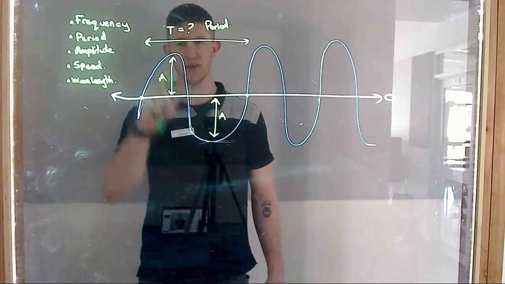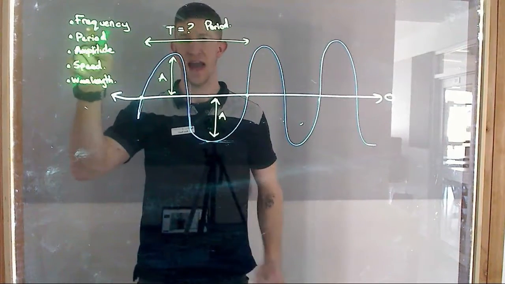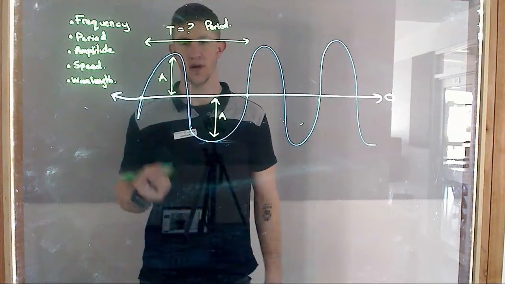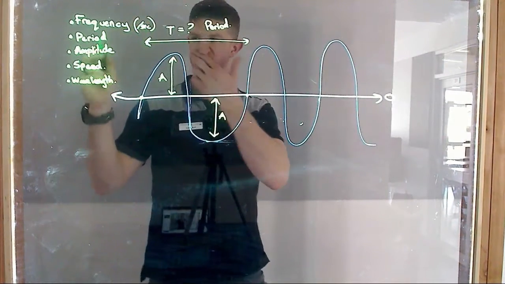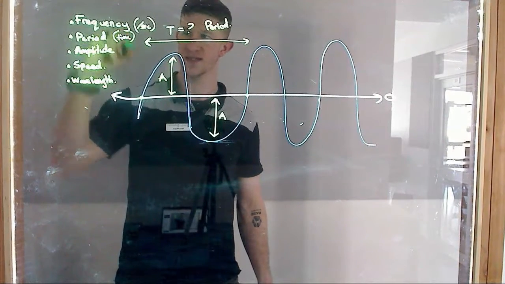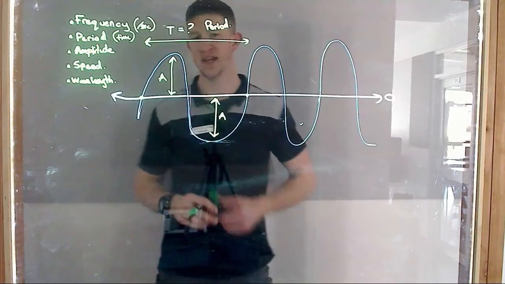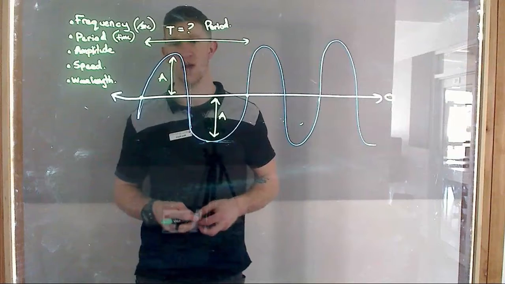So distance is amplitude, the time for a single wave is your period, how many times a wave passes per second is your frequency. So I could write in here per second, period is a time in seconds, amplitude depending on the unit could be meters, could be centimeters, could be millimeters, micrometers, depends on how big our wave is.